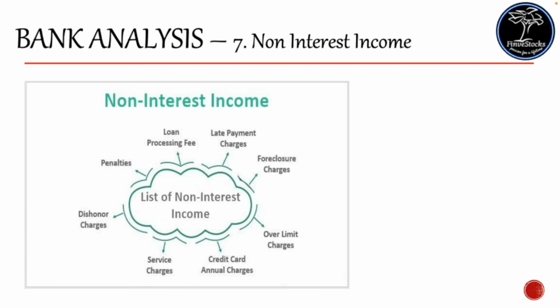So the last important point is non-interest income. These are the income streams of a bank other than the interest income. Income like loan processing fee, penalties, late payment charges, over limit charges, credit card annual charges, service charges, all these charges will account for non-interest income. This is a separate source of income for banks. So we need to track the non-interest income for banks over a period so that we can see how the bank performs on non-interest income. This is like a passive income for banks. Even though the main income of banks is through interest, this is also important as it will generate some amount of money for banks.